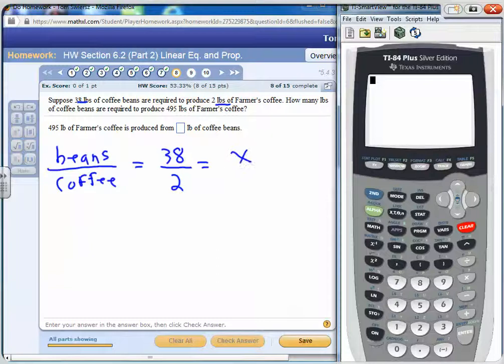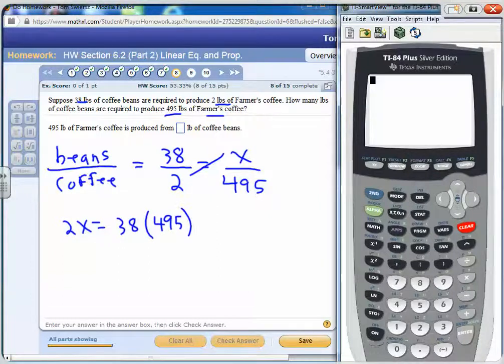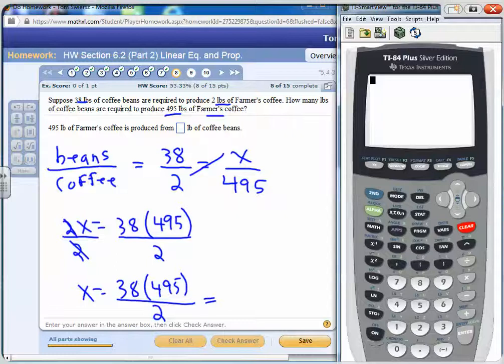So we're missing beans, which is in the numerator. Beans to produce 495 pounds of farmer's coffee, so 495 is in the denominator, coffee. All right, how can we solve for x? Cross products are equal. So 2x is equal to 38 times 495. Simply divide both sides by 2 and x is 38 times 495, and then divide by 2.